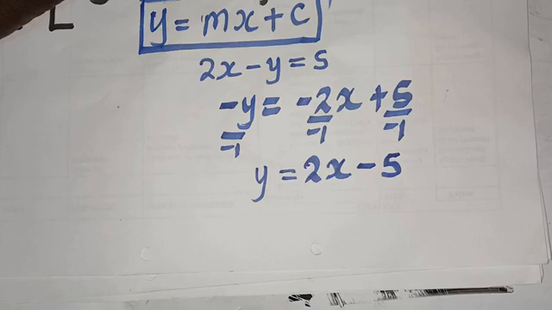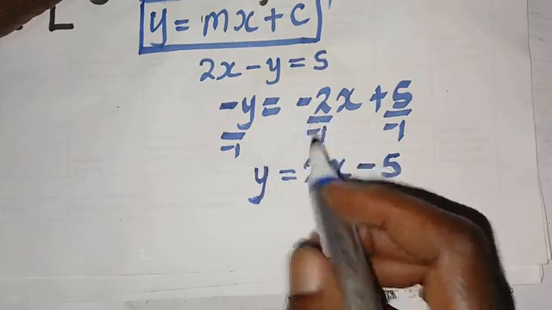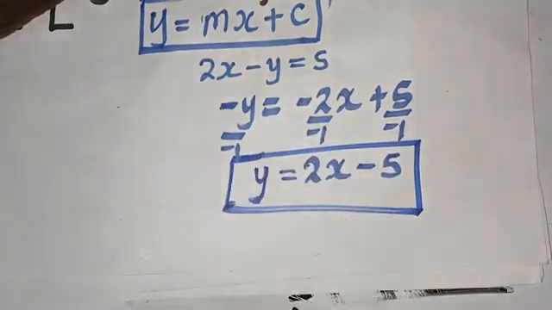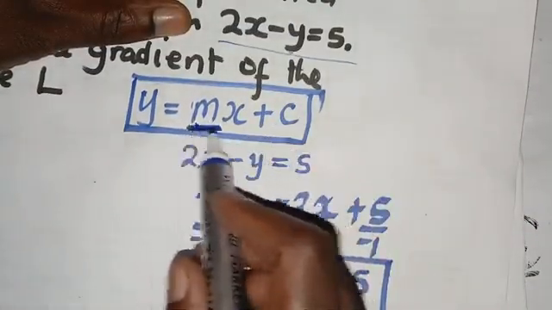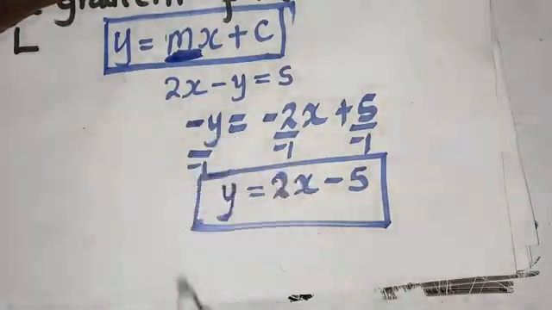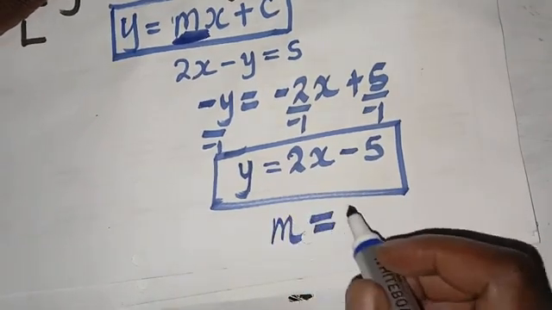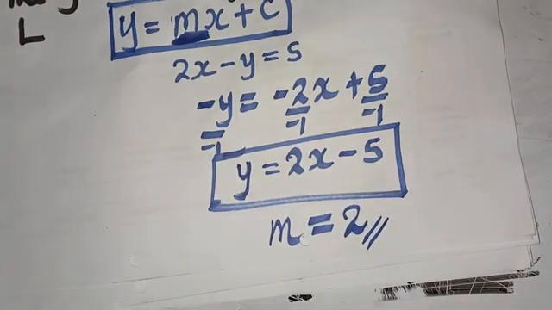So now, ladies and gentlemen, we have just achieved what I was telling you, that we have written this equation in the form that I told you. Now, this is our gradient here. M is our gradient. So, which number has taken the position of m there? It is 2. So, our m, which is the gradient, is 2. Do you get that? That is what we are saying. I hope you have understood what I have said.